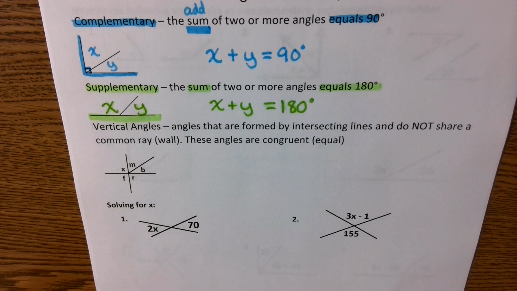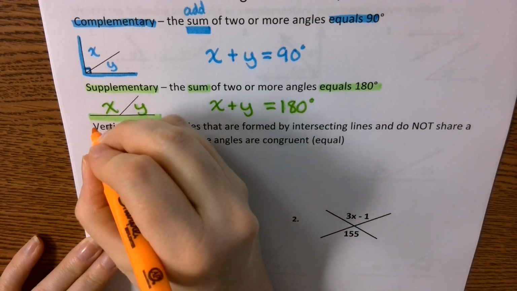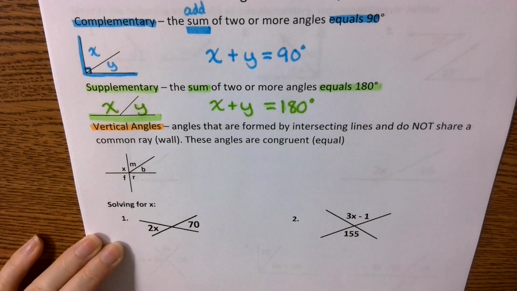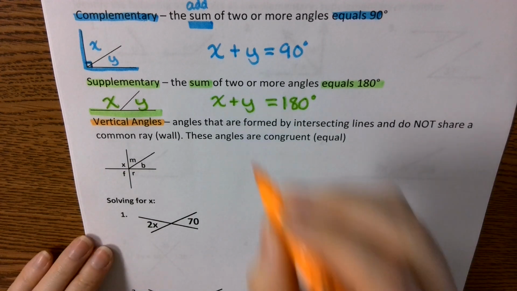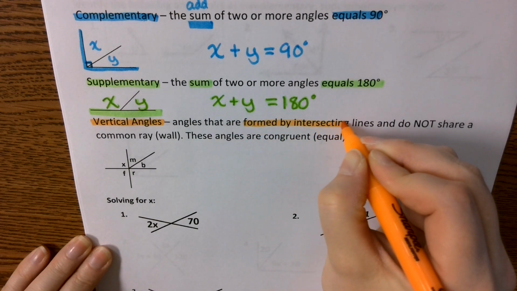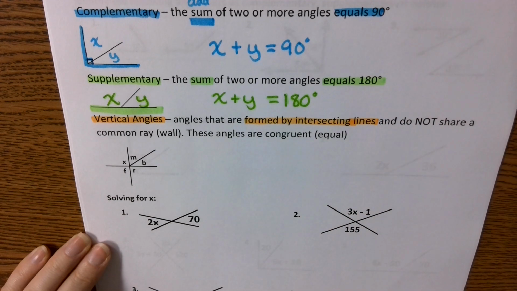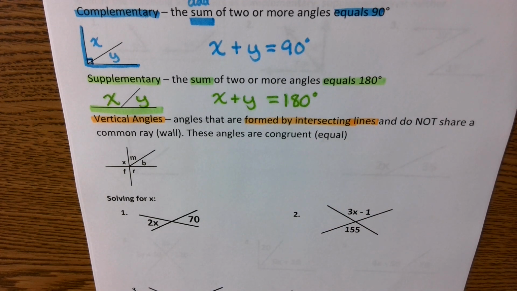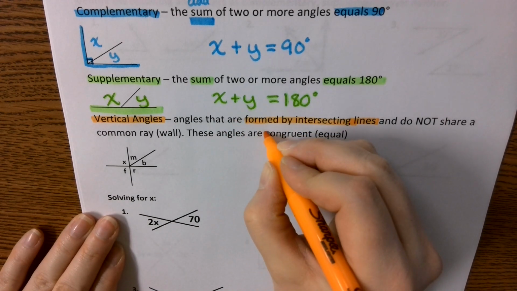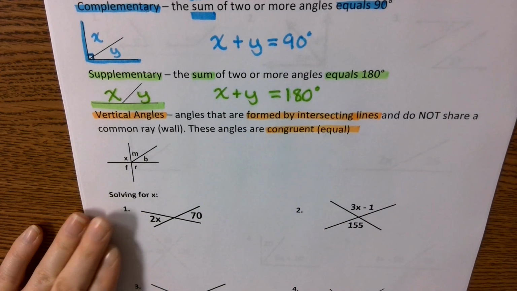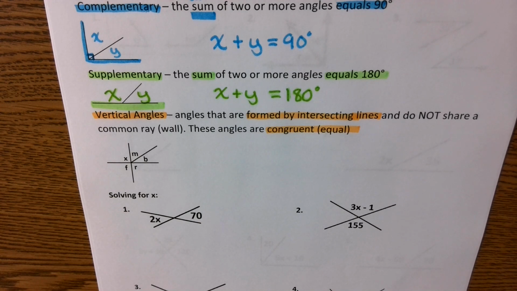Our last relationship is the vertical angle relationship. Vertical angles are formed by intersecting lines. That's really important to note. They have to be formed by intersecting lines, and they do not share a wall or a common ray. It's also important to note that they are congruent to each other, meaning that they are equal to each other.